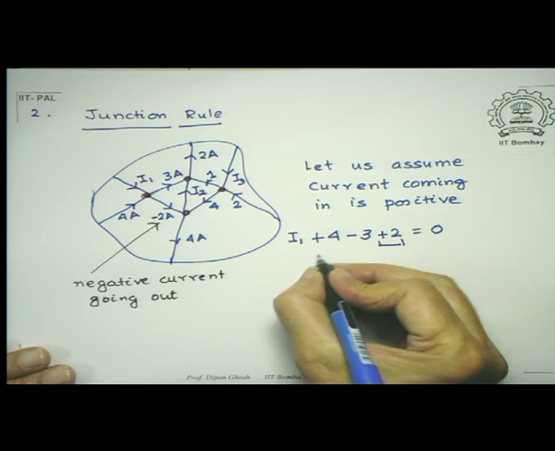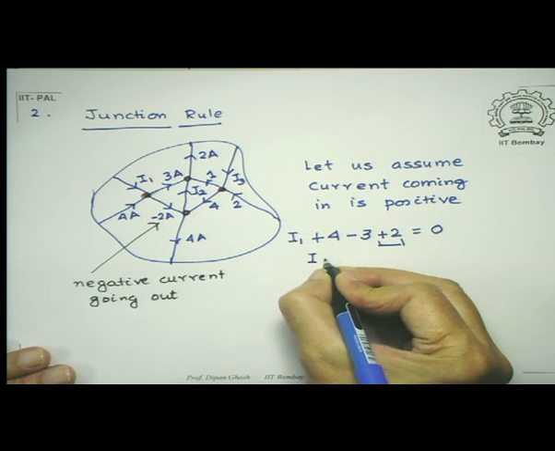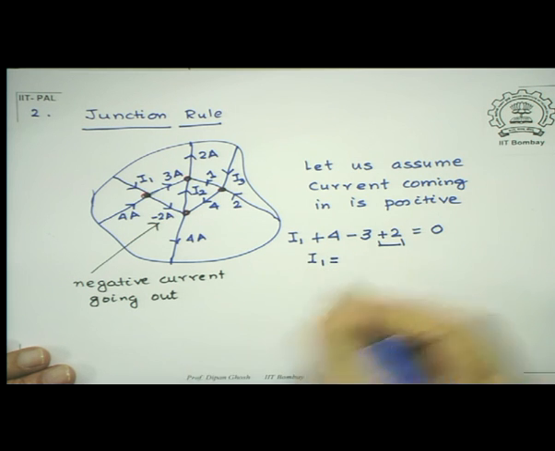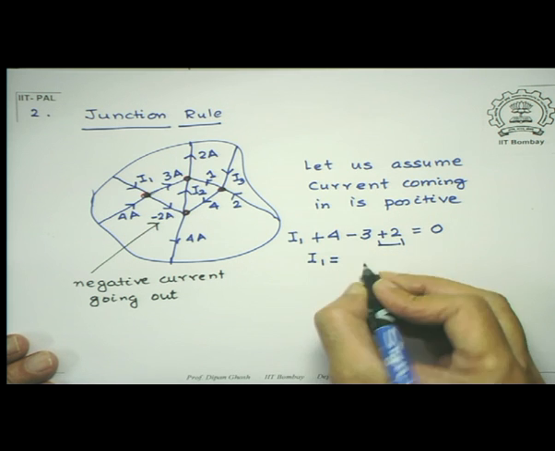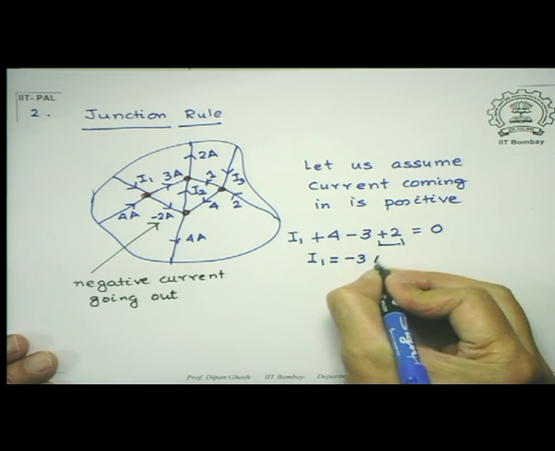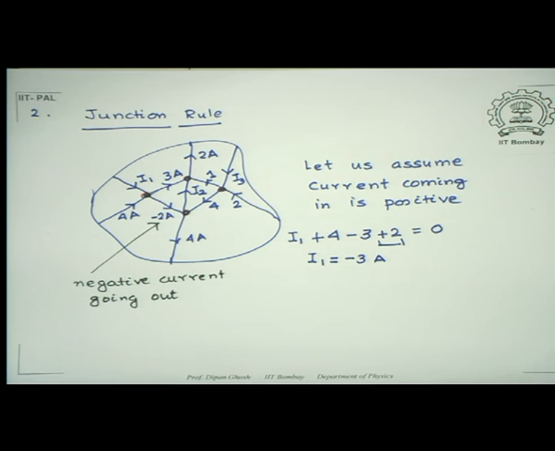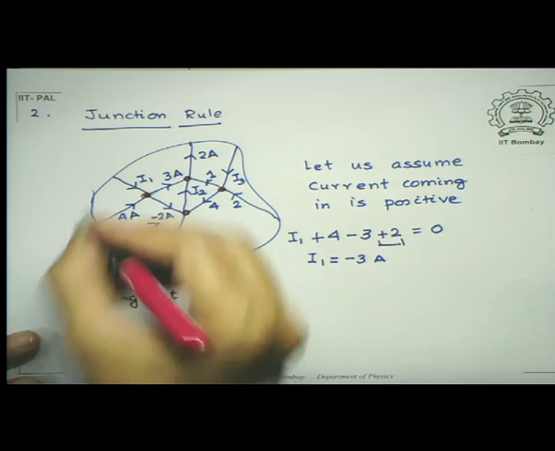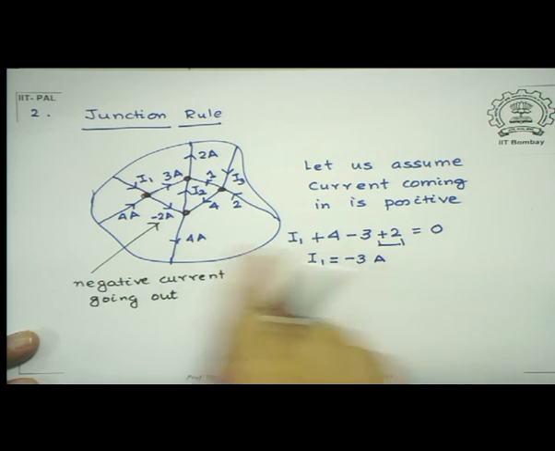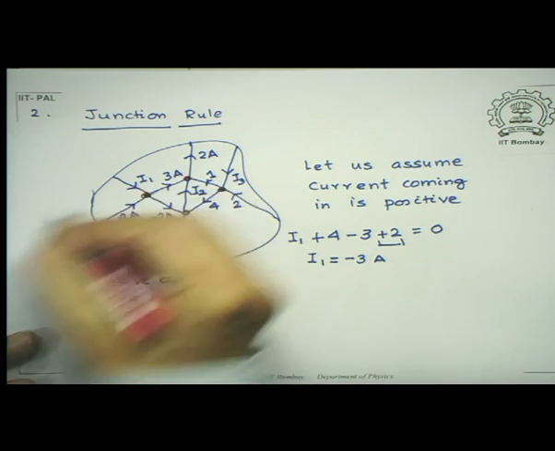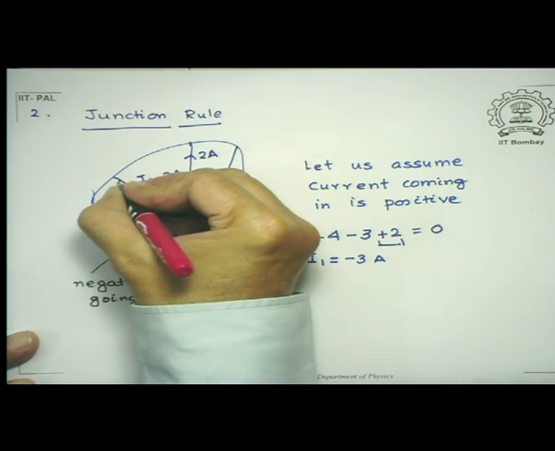So look at this, this tells me that I1 is equal to, 4 plus 2 is 6, so it is minus 3 amperes. So what am I trying to say here? What you have done is probably wrong. It is not wrong, but I1 is turning out to be negative. In other words, my actual direction of current here should have been like this.